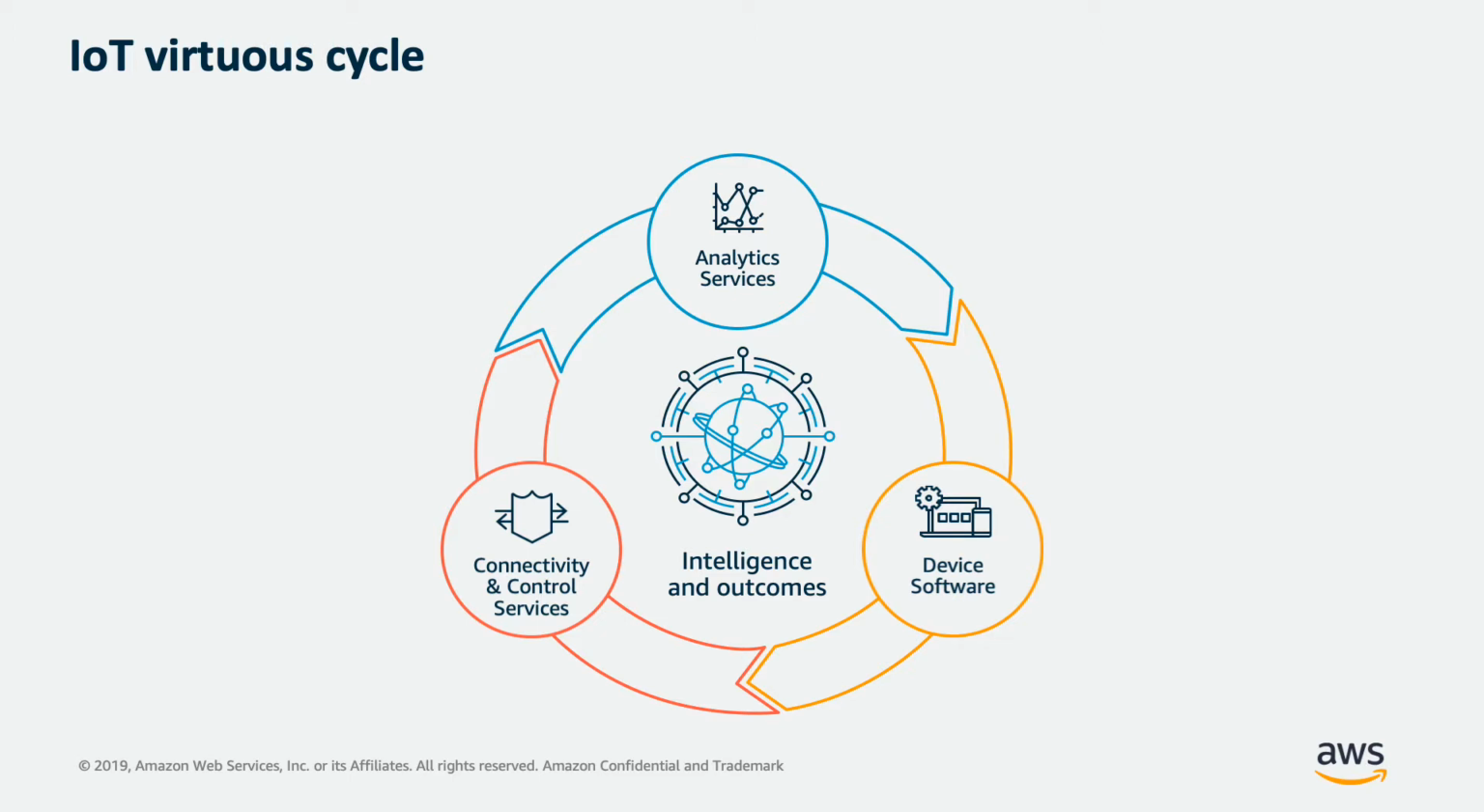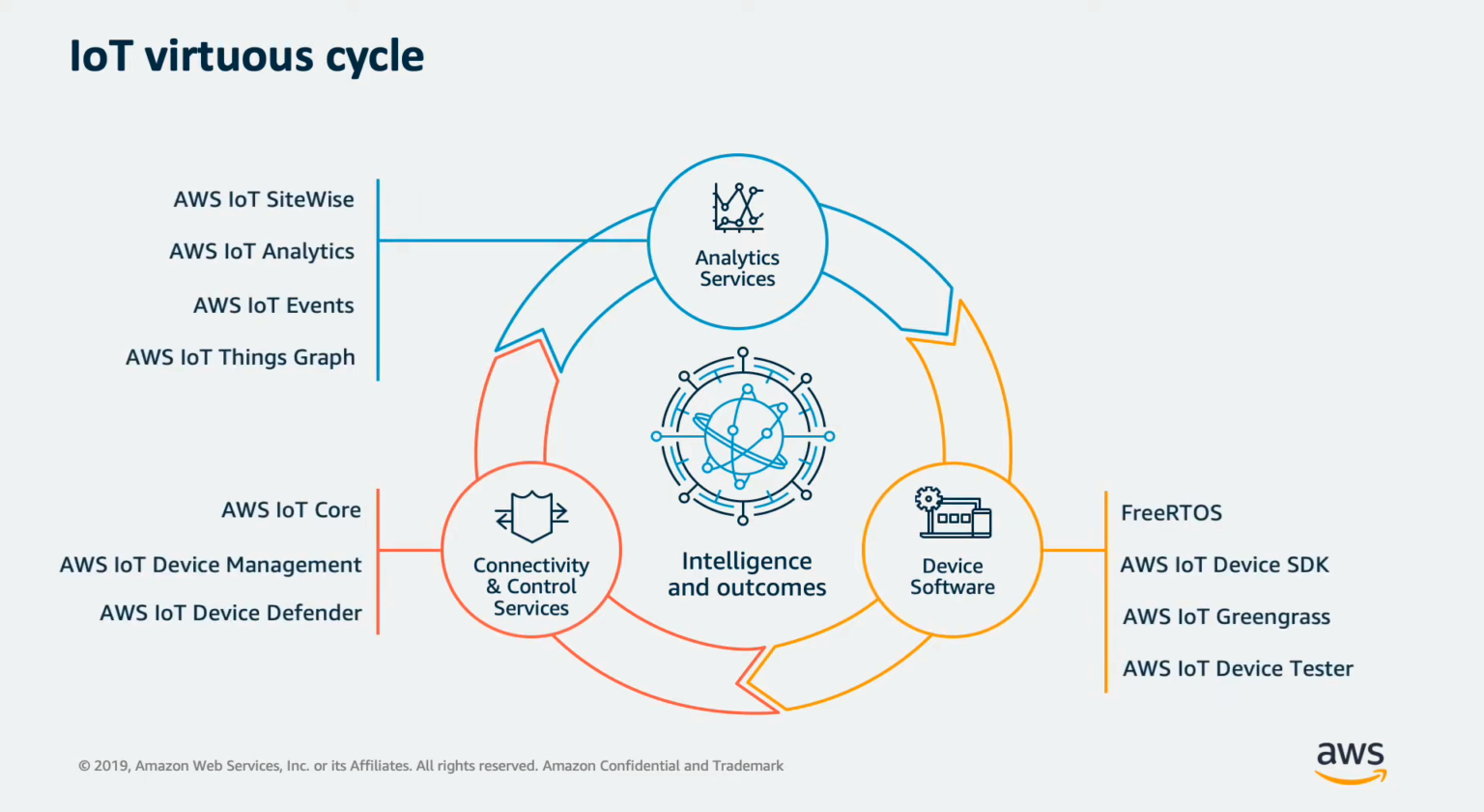As part of an IoT solution, once the data has been sent to AWS IoT, a solution is able to leverage an ecosystem of other AWS services spanning databases, mobile services, big data, analytics, machine learning, and more. And you see some examples of this IoT virtuous cycle. Now, we're not going to talk about all of these services today. We're mainly going to be focused there on the lower left under connectivity and control services.